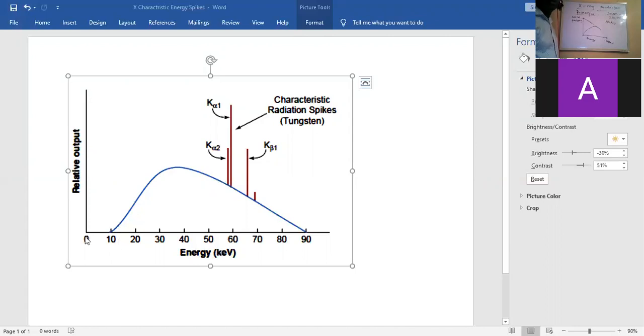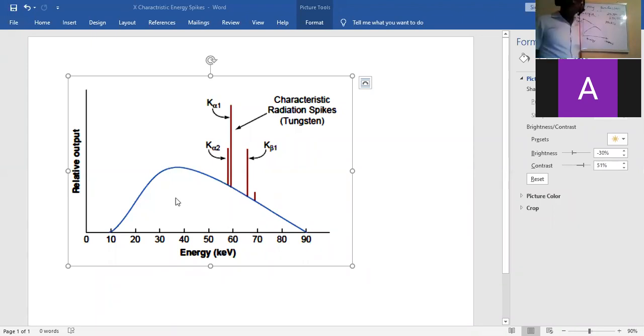If we want to reduce from 0 to 10 kiloelectron volts, the filter will substantially remove from this energy to this energy. So what you have is from 10 upward. But if we don't do that, we have so many of these portions down in this area, and so on and so forth.